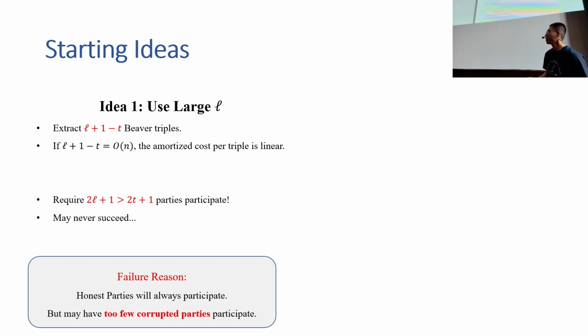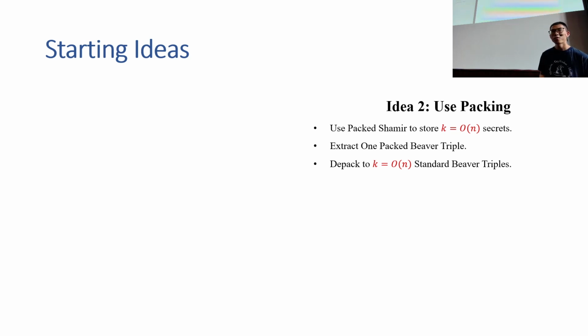On the other hand, we can try to use packing. So let's say we try to pack multiple secrets within one sharing. Although this time we still only get 1 Beaver triple, it is a packed Beaver triple, so it stores multiple secrets. And if the number of secrets is on the order of n, then maybe later on we can unpack them into on the order of n standard Beaver triples. So still, it's possible that this may give us a linear communication construction.